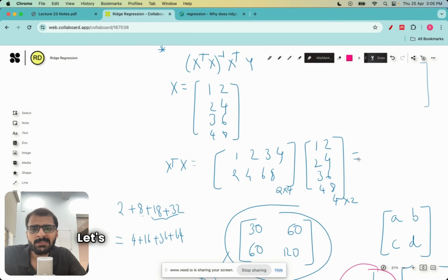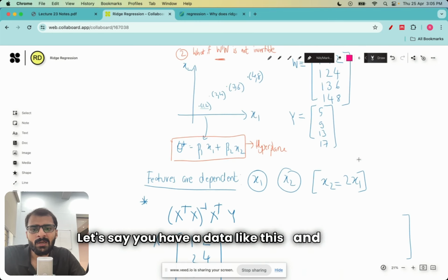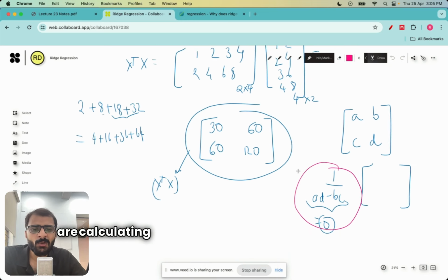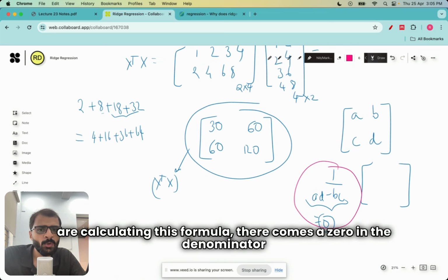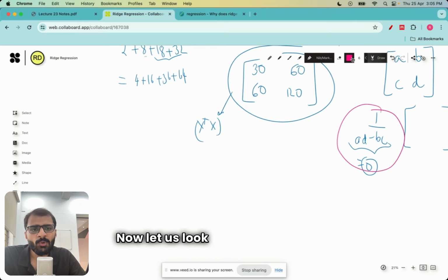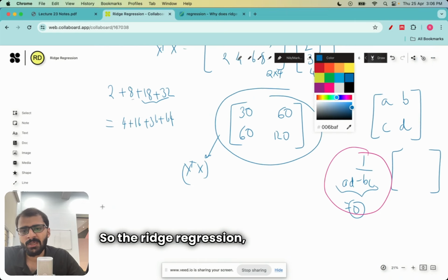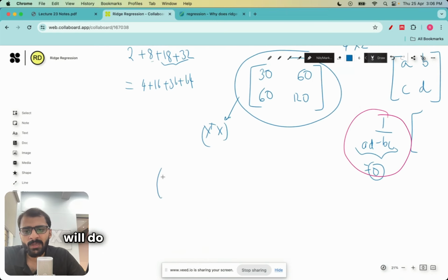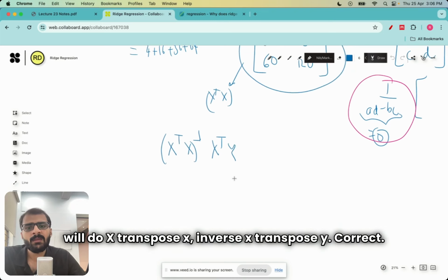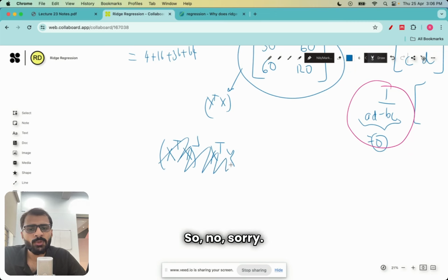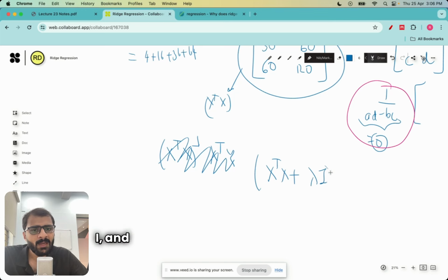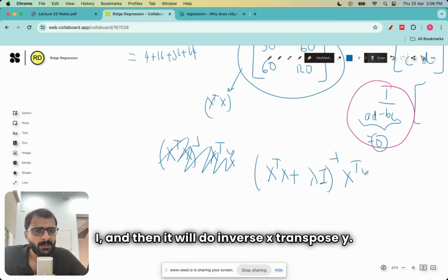Now what do we do here? Let's say you have a data like this and you want to use this formula. But it turns out that when you're calculating this formula, there comes a 0 in the denominator and the inverse does not exist at all. Now let us look at Ridge regression. So the Ridge regression, what it will do is X transpose X inverse X transpose Y, correct? The Ridge regression will add X transpose X plus lambda I, and then it will do inverse X transpose Y.